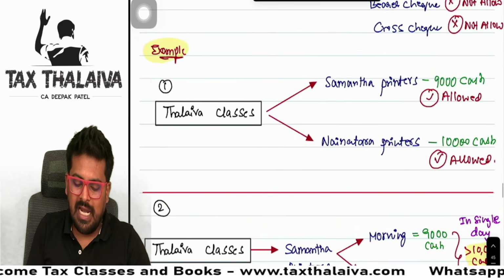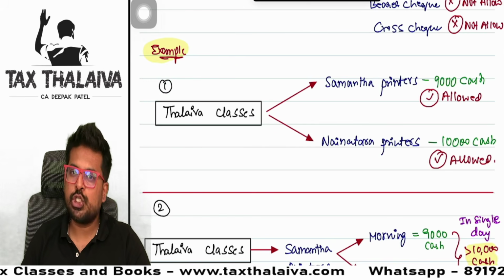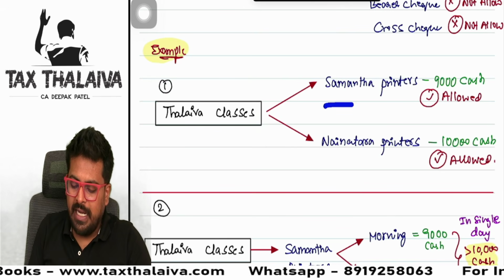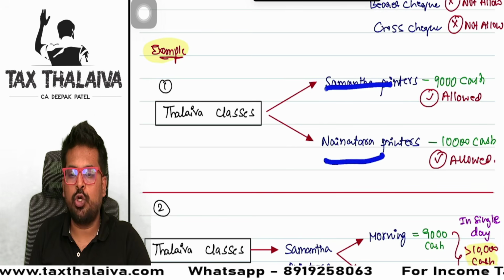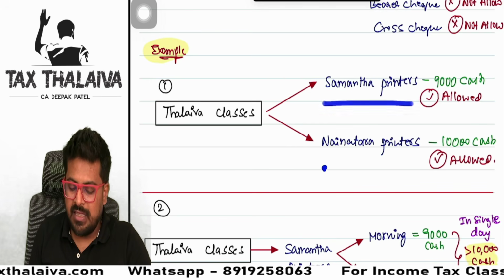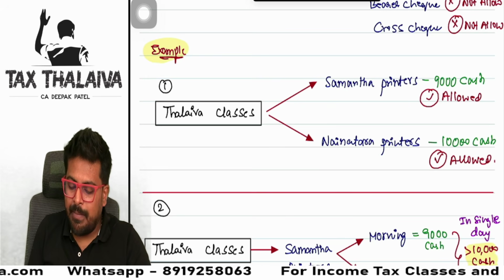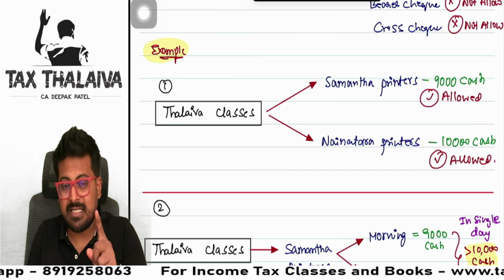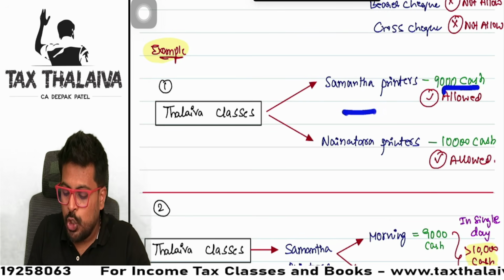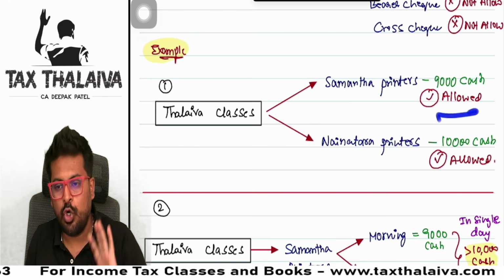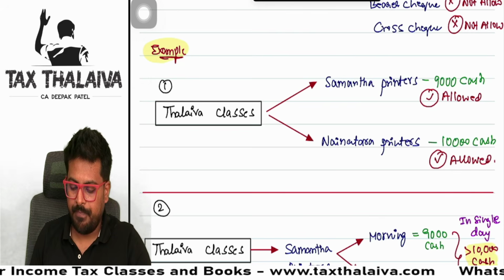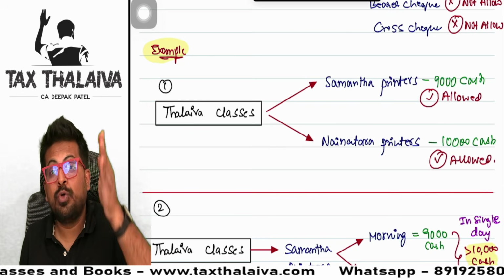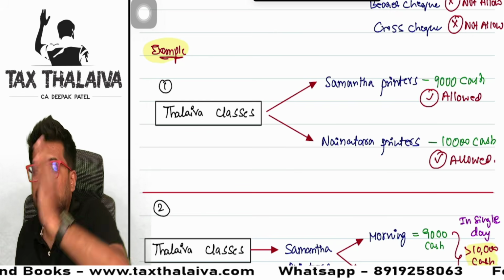Let's say, for example, Thalaiva Classes is a coaching institute. It wants to print books, Thalaiva books. So it got into contract with two printers. One is Samantha Printers, the other is Nainatara Printers. To Samantha Printers, Thalaiva Classes made payment of 9,000 in cash. Is it allowed? Yes, because to a single person in a single day, payment up to 10,000 in cash is allowed. No problem. It is allowed as expenditure. To Nainatara Printers, you made payment of 10,000 in cash. Is it allowed? Yes, up to 10,000 it is allowed. No problem. More than 10,000 is not allowed.